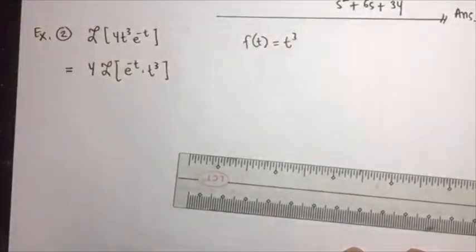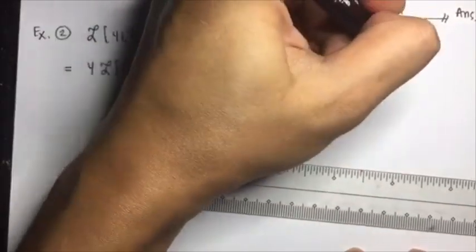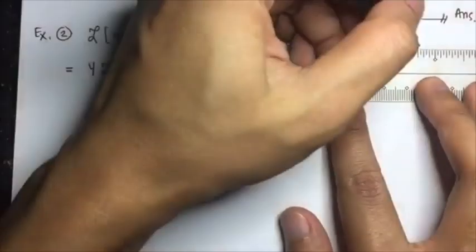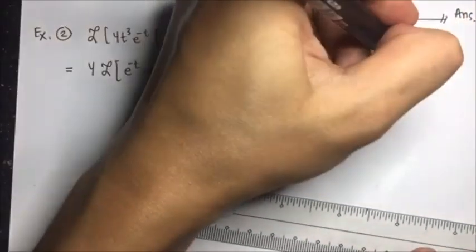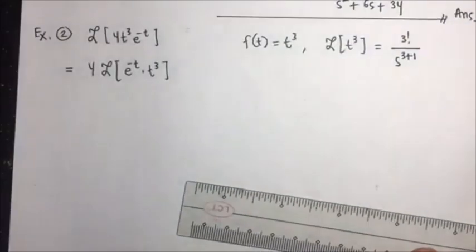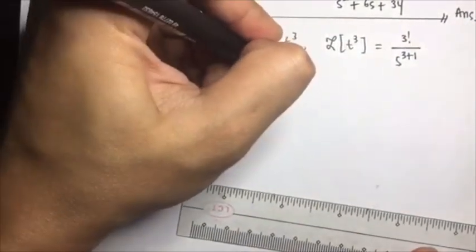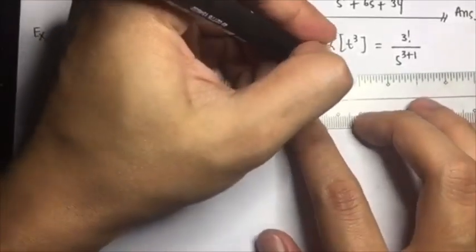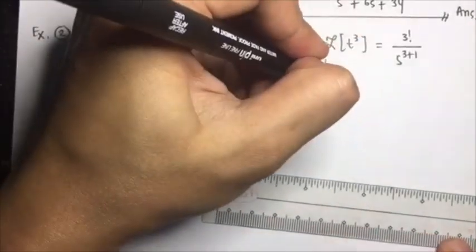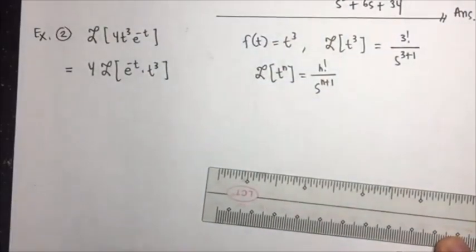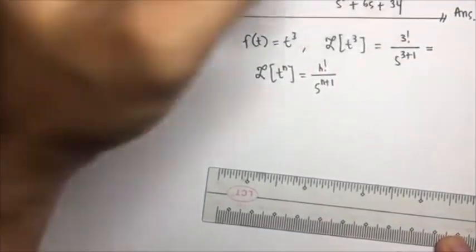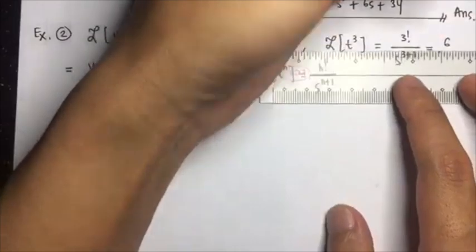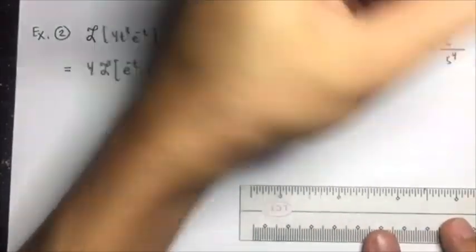The Laplace transform of t cubed is equal to 3 factorial over s raised to 3 plus 1. Remember the formula, the Laplace transform of t raised to n is equal to n factorial over s raised to n plus 1. So the Laplace transform of that will be 3 factorial, that is 3 times 2 times 1, so that is 6 over s to the power of 4.